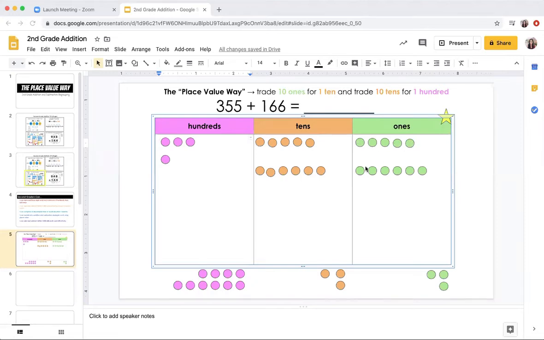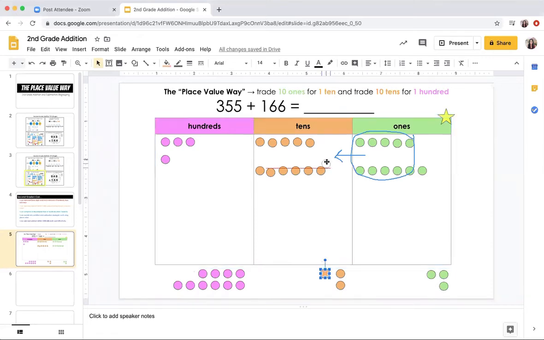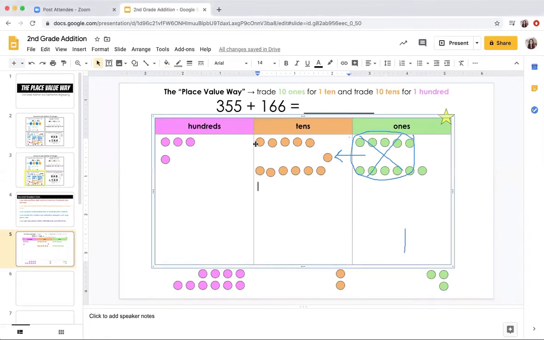I have 5, 10, 11 ones, and we know that we can't have 11 ones in our ones place. That would not result in the right sum. So we are going to trade 10 of these ones for 1 ten. So we circle these 10 ones that we are going to trade in for 1 ten. And because we traded them, they are no longer of value in our ones place, and we are left with 1. Now we're going to repeat the same process in our tens place.